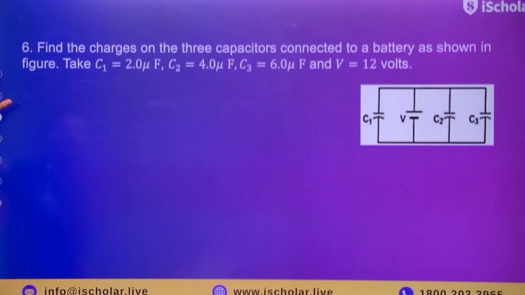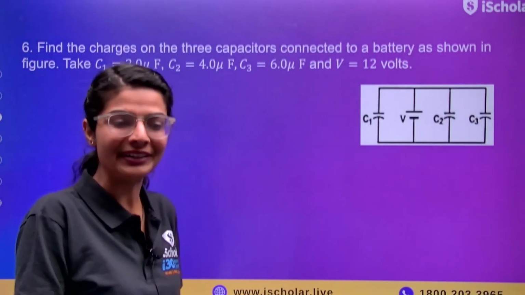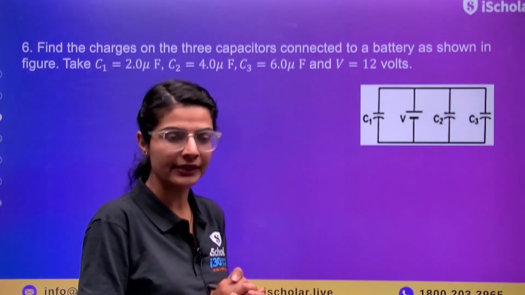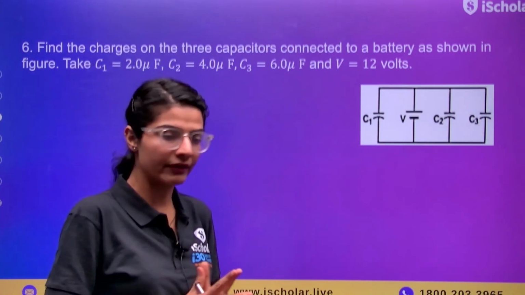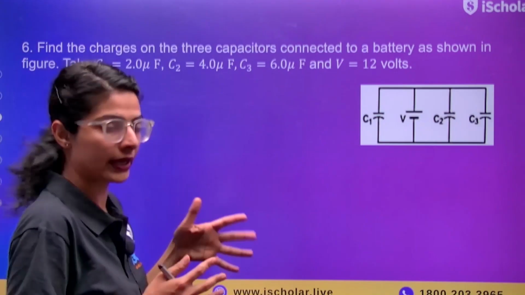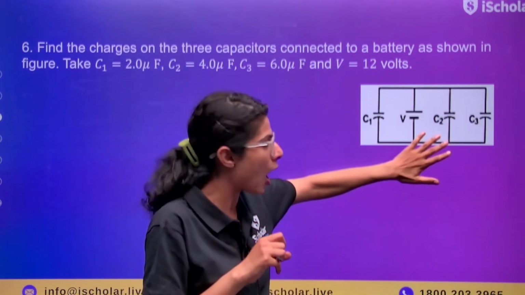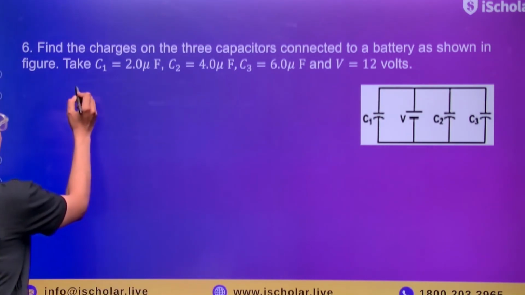Coming to the next one. So next we have a different type of problem. We have 3 capacitors which are connected in such a way. The capacitance values are given. You have to calculate the charge on all the capacitors. So first of all, whenever you have such a question, how will you deal with it? You will calculate the total capacitance.